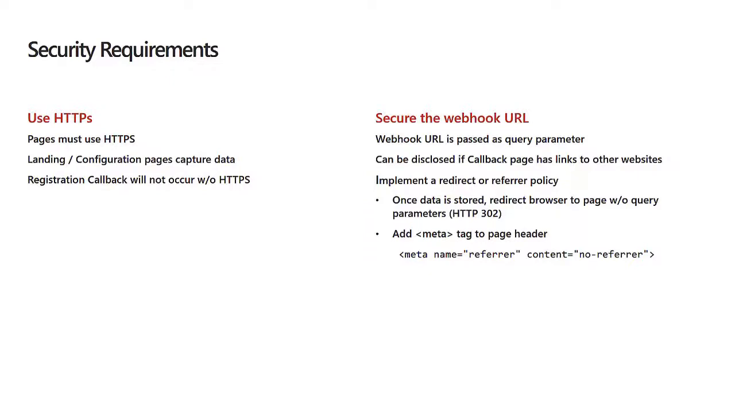So the best way to get around this is that once you store your data, you should then redirect the browser using an HTTP 302 redirect. Furthermore, you can configure your callback page with an HTTP meta tag that instructs the browser to not send referrer information. These steps will help make sure that your webhook URL is not disclosed to anyone other than yourself.